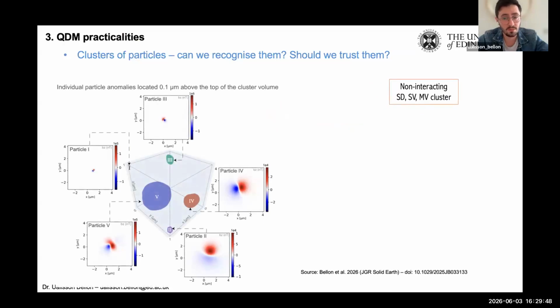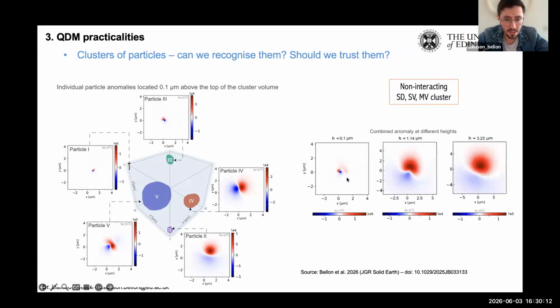One of them is non-interacting, with single domain, single vortex, and multi-vortex clusters. So here we have a voxel of 1 micron with 5 particles inside of it, each one of these particles with different domain states. And then you can see the stray fields generated by these particles exactly at this surface if they were by themselves, if the other particles were not there. But once you combine them together at 0.1 microns, 1.14, and 3.23 microns, you can see how very easily they will become a dipolar anomaly as well, even though they're coming from different particles. So one single voxel can produce a dipolar anomaly as well.